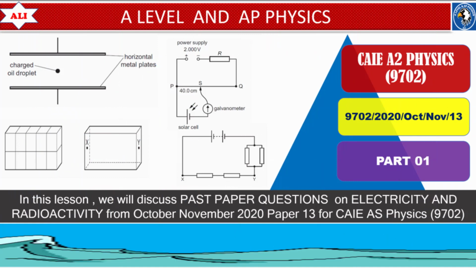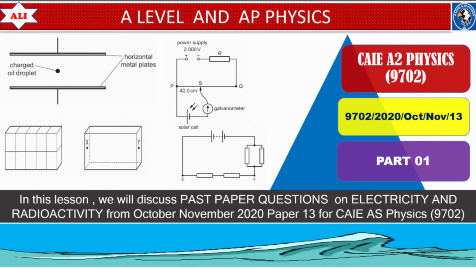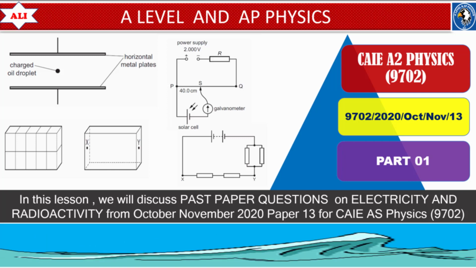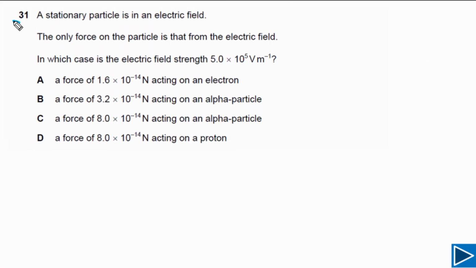In today's lesson, we will discuss typical types of questions on electricity and radioactivity from October/November 2020, Paper 1. For question number 31, it is given to us that a stationary particle is in an electric field. The only force acting on the particle is from the electric field. In which case is the electric field, capital E, equal to 5.0 times 10 to the 5?